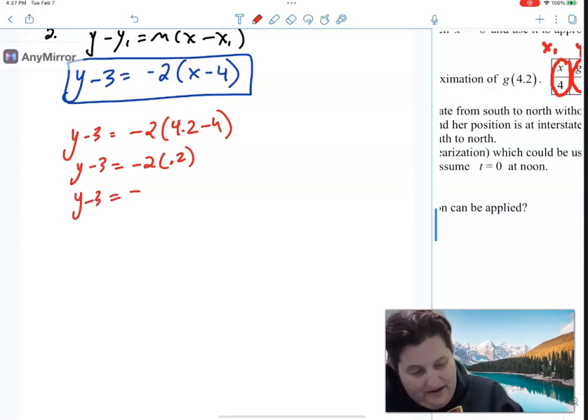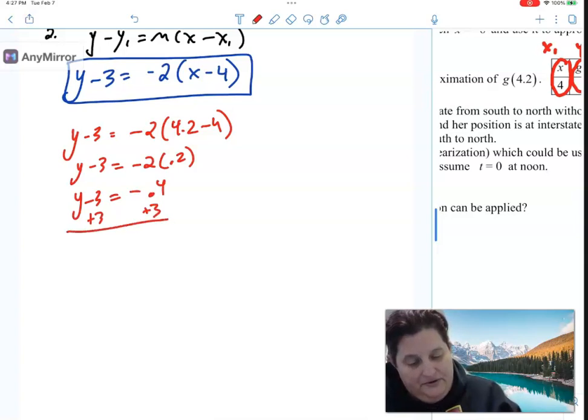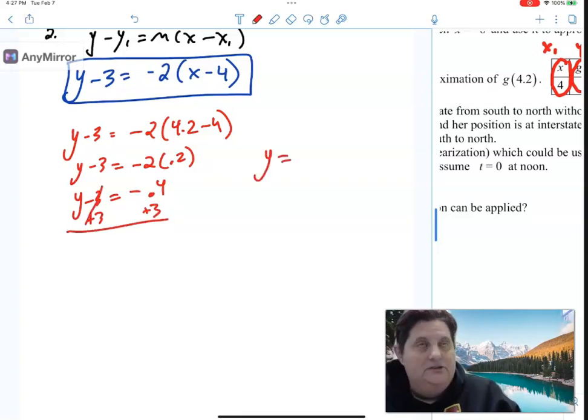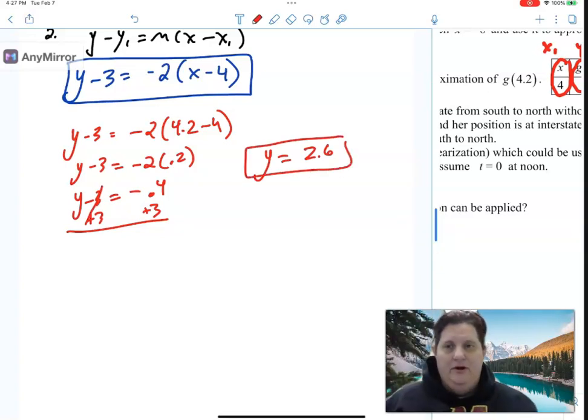So that's negative 0.4. And then if I add 3 to both sides, y is 3 minus 0.4, which is 2.6. So there's my approximation.